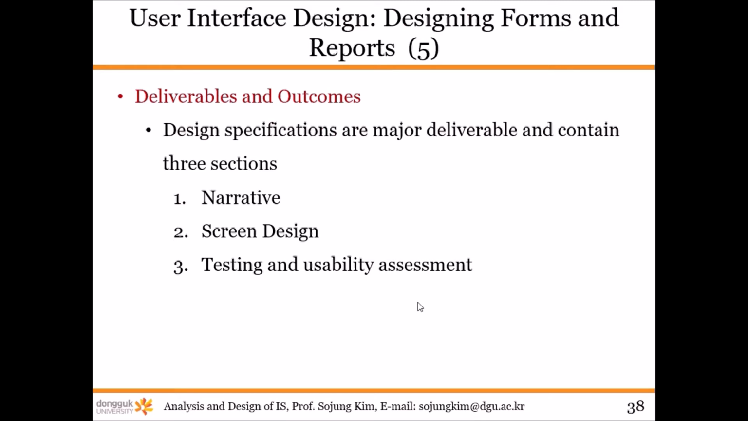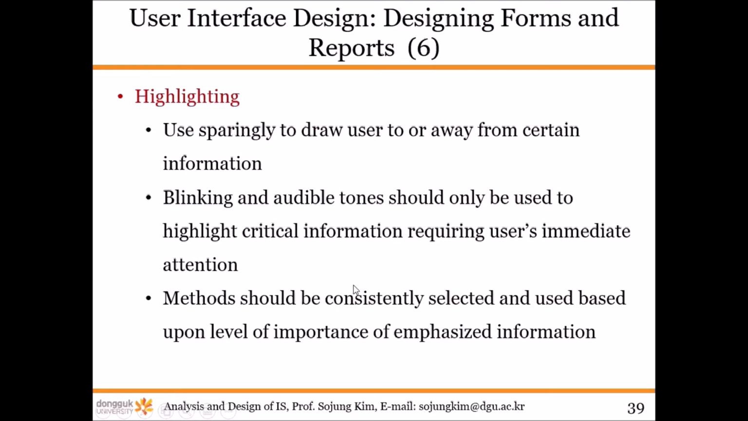And deliverables and outcomes. The design specification is a major deliverable and contains 3 sections: narrative, screen design, and testing and usability assessment. And also you can utilize highlighting, to draw the users to or away from certain information. Blinking and audible tones should only be used to highlight critical information requiring users' immediate attention. So don't highlight too many things, okay? Methods should be consistently selected and used based upon the level of importance or emphasis of the information.